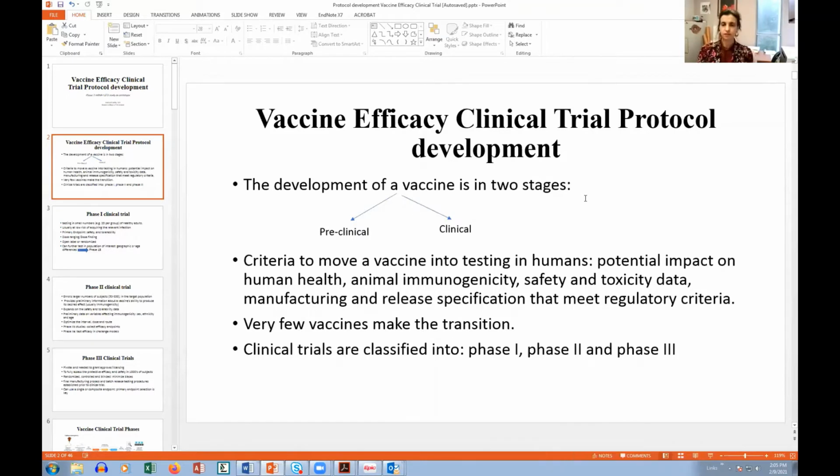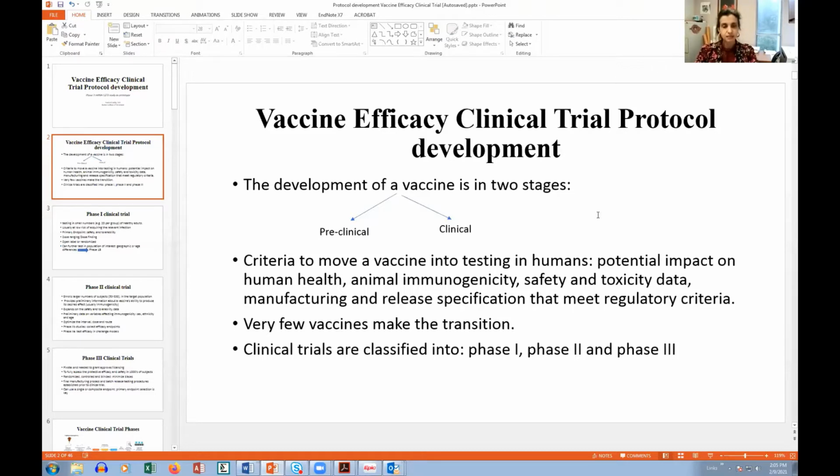So vaccine development is in two big stages. There's the preclinical stage, in which the vaccine of interest is tested in preclinical models, and then the clinical stage, where the vaccine's safety and efficacy and immunogenicity are tested in humans, and more specifically in populations of interest.